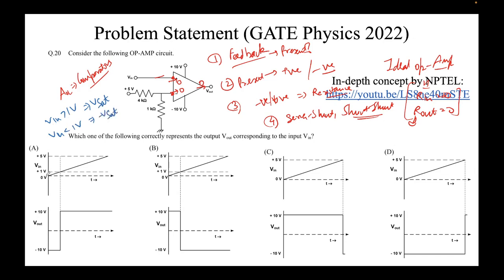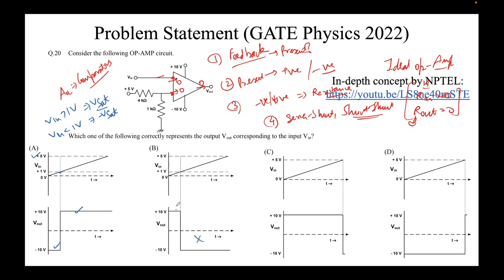Let's say in this option, V in is greater than 1 volt in this region, correct? So we should get plus V sat, and we are getting plus V sat here. If V in is less than 1 volt, we should get minus V sat, and below this point we are getting minus V sat. So this is correct here and correct here. This seems like the correct answer, but for the sake of completeness, I'll confirm. In the other option, V in is greater than 1 volt, and the value should be plus V sat, which it is not.